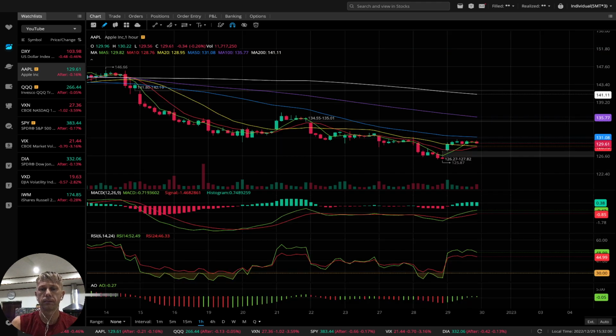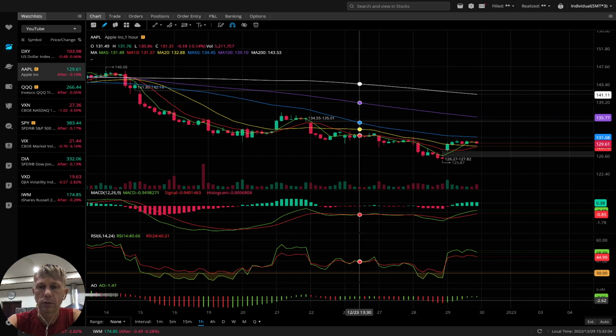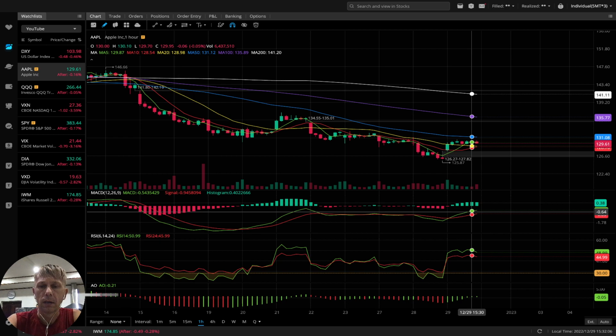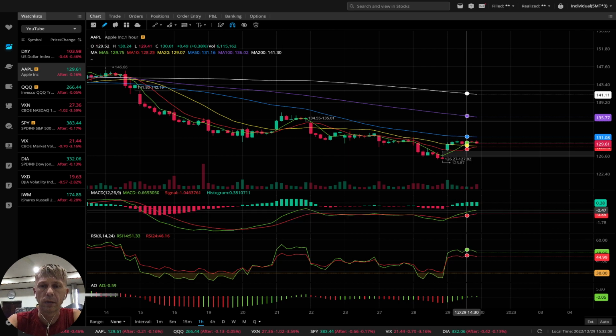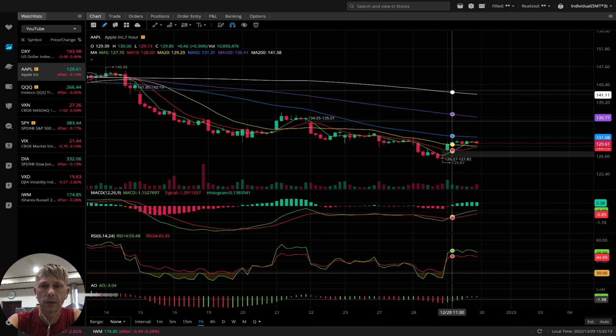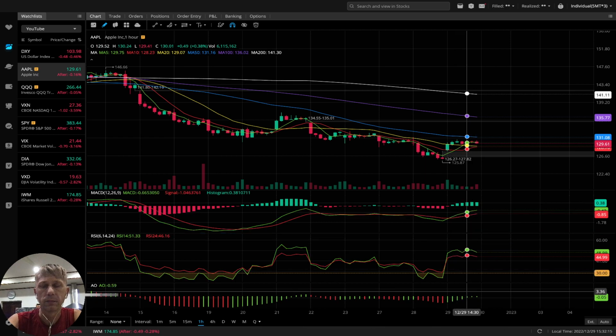Okay, let's move to 1 hour. 1 hour bullish crossover. A bullish crossover is a bullish trend. Bullish crossover on RSI, on MACD, and also on the oscillator. Bullish trend on 1 hour. It's bearish for indexes, right?